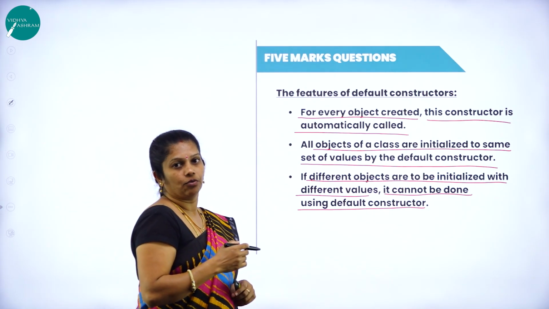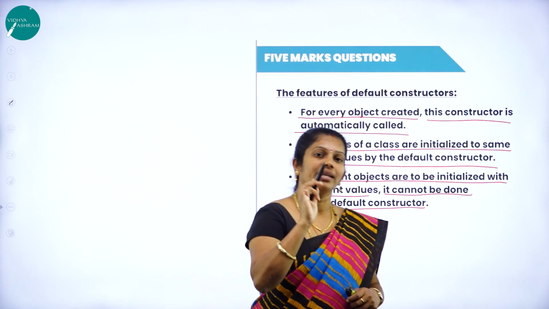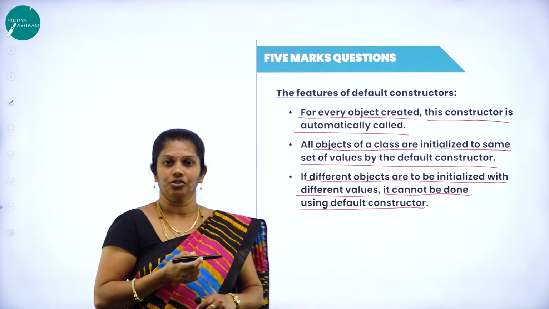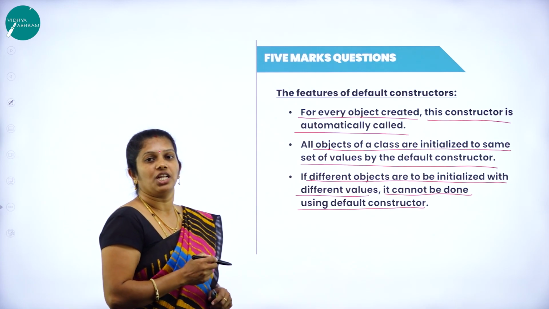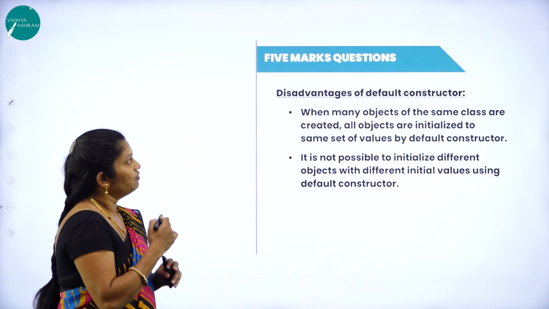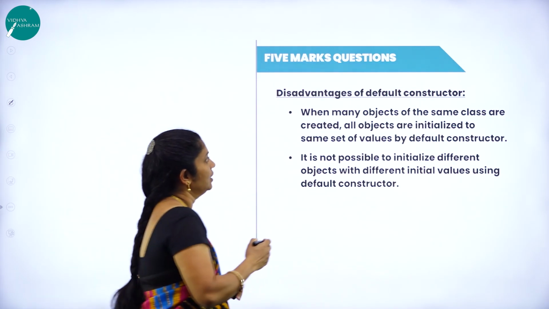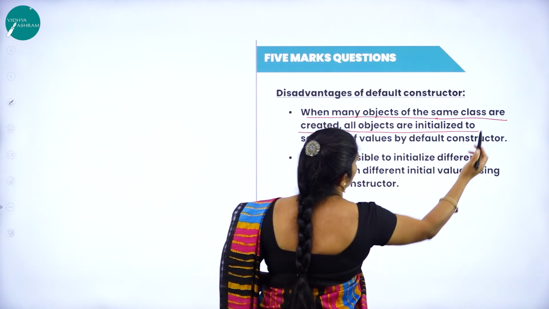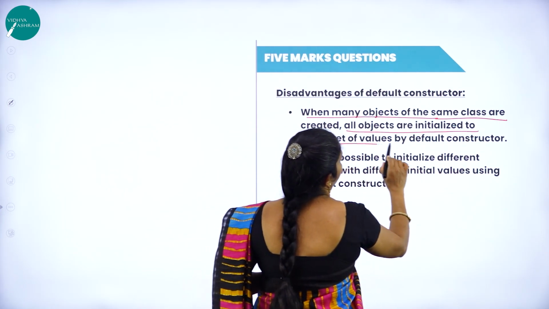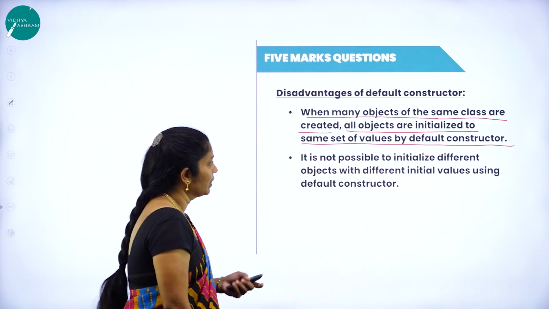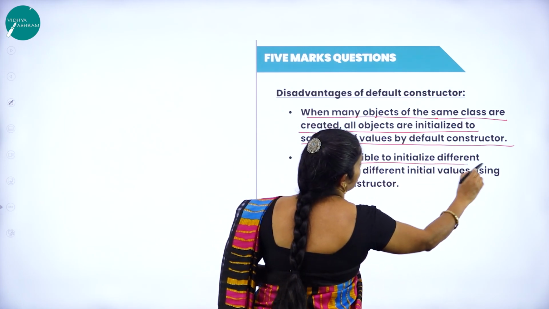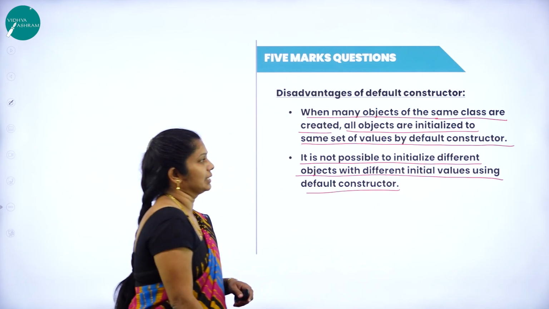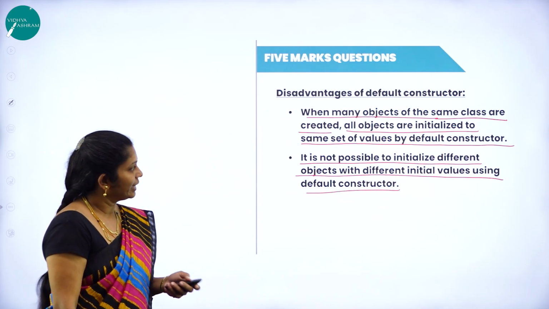Whereas if I want to give different sets of values, then we compulsorily have to use a parameterized constructor. In a parameterized constructor, for each object, we can give different sets of values, whereas in default, all objects are initialized by the same set of values. Then the disadvantage of the default constructor: when many objects of the same class are created, all objects are initialized to the same set of values by the default constructor. It is not possible to initialize different objects with different initial values using a default constructor. These are the few disadvantages of the default constructor.